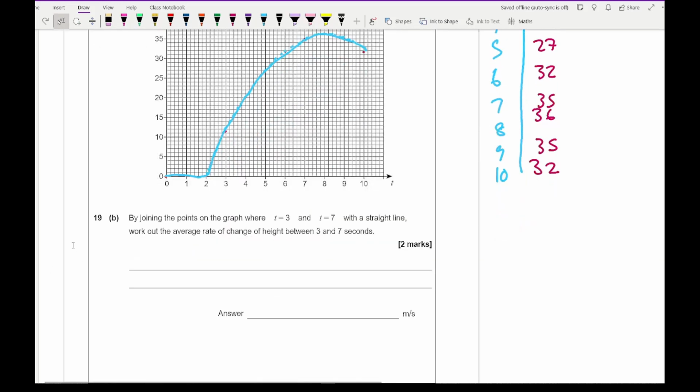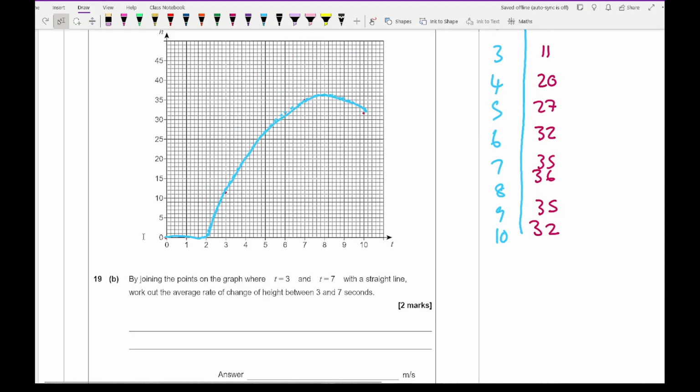Then with part B, it says by joining the points on the graph for t equals 3 and t equals 7 with a straight line, work out the average rate of change between 3 and 7 seconds. So from this point here and this point here, what we want to do is work out the gradient of that line. So B is work out the gradient of the line.